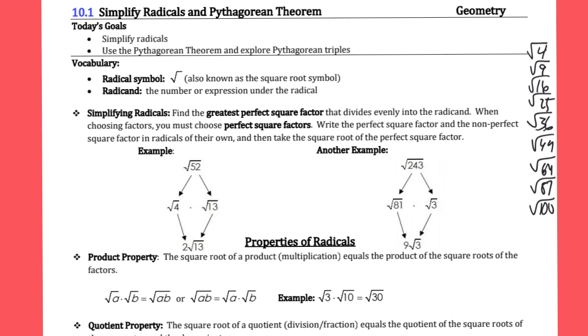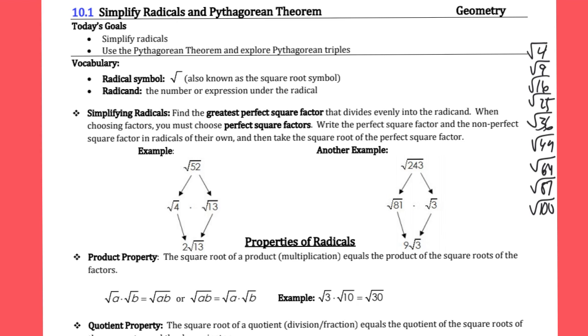So for the square root of 52, I don't know it, but the square root of 4 divides it. How do you know? Well, take 52 and divide it by these numbers, and the biggest one that divides into it evenly is the one you go with. If there isn't anything that divides into it, then don't divide it by anything.